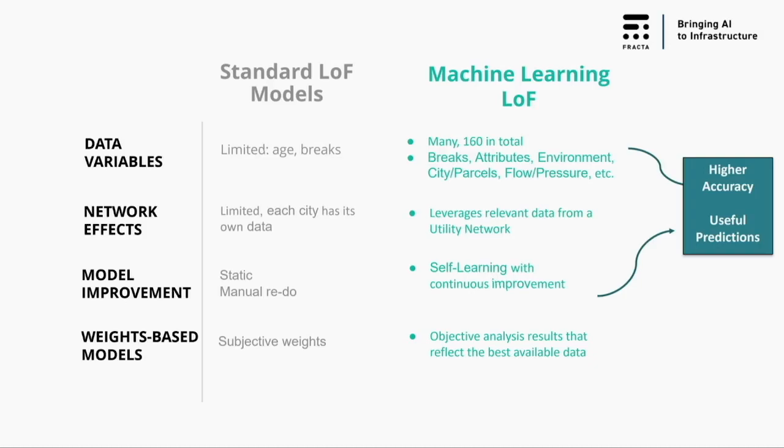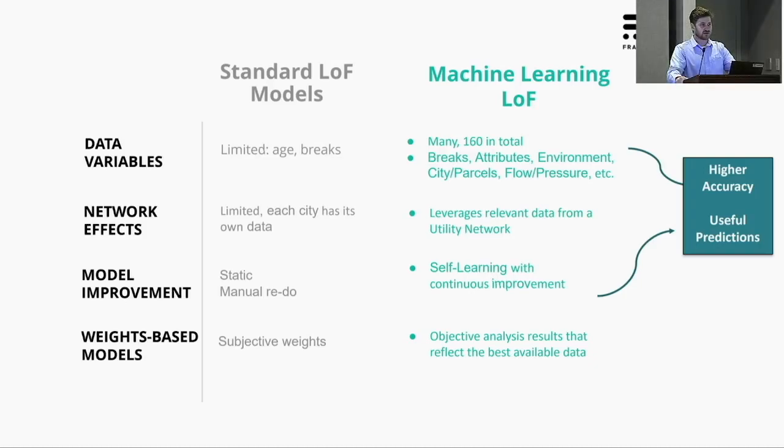Here are the big four. There are 4 differences between a machine learning likelihood of failure analysis and a standard likelihood of failure analysis, right? The first one being data parameters. So this is what are you looking at when it comes to understanding the risk of that pipe. Obviously, age and break, right? We want to know the material type, we want to know the history. The second being network effect.